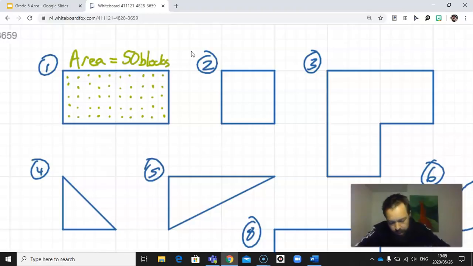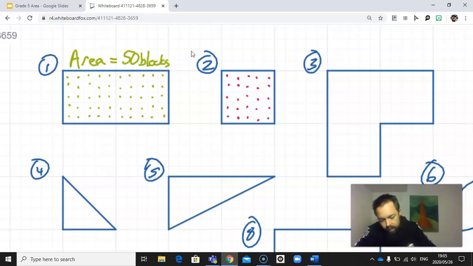So have a look at number 2. I'm going to count again. 1, 2, 3, up to 25. So that is, no, we're going to write it properly, Mr. Travis. Area. You might have a teacher who's nice enough to let you say A instead of area. A is equal to 25 blocks.